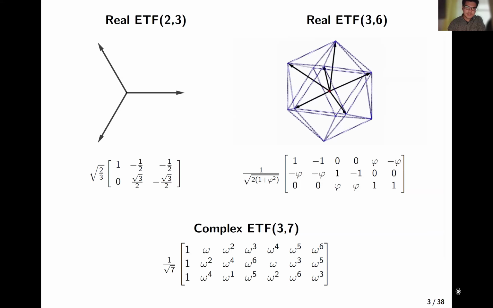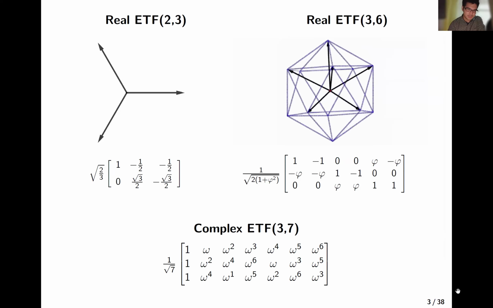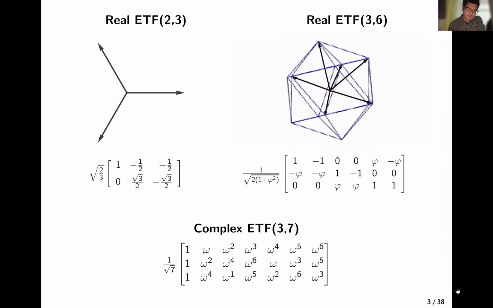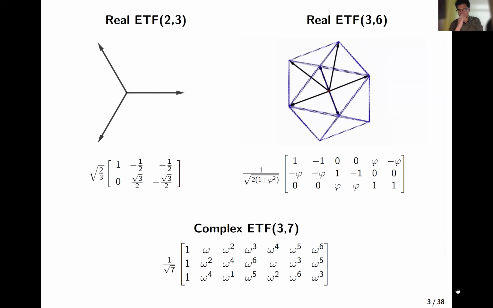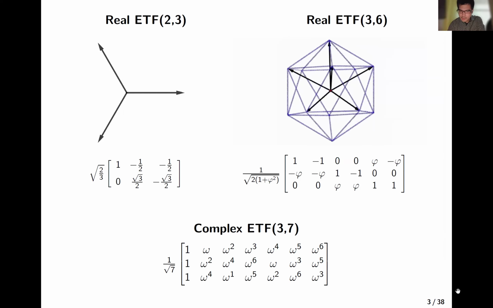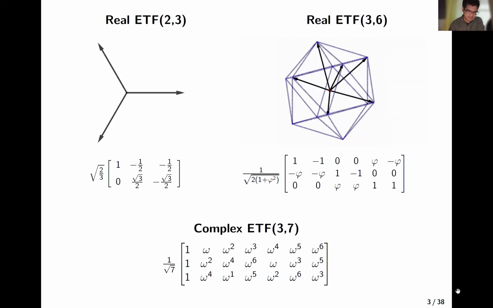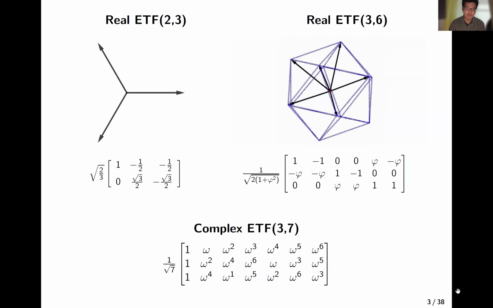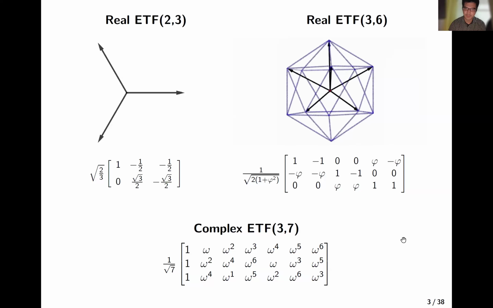So here are some examples of equiangular tight frames. The upper left one is just the Mercedes-Benz frame. The next one is just some vectors from a facet of the icosahedron. There are 6 of these, and here phi is just the golden ratio. And then at the bottom we have an example of a complex ETF, which isn't as easily graphically represented, and here omega is just a 7th root of unity. So these are just examples of ETFs.